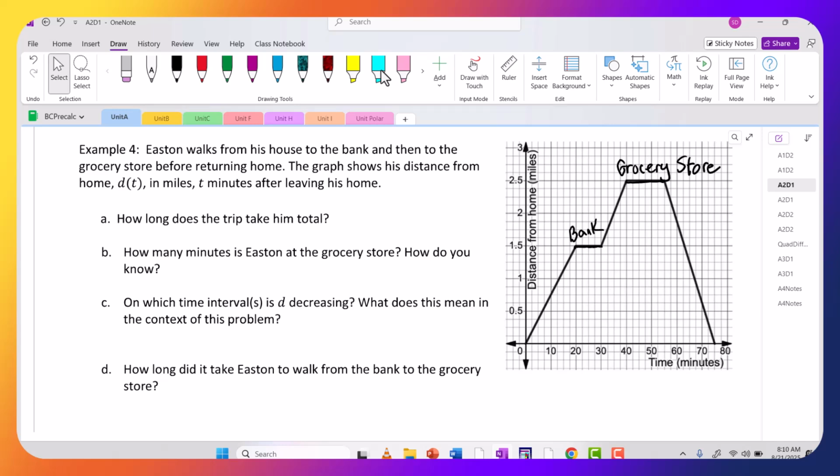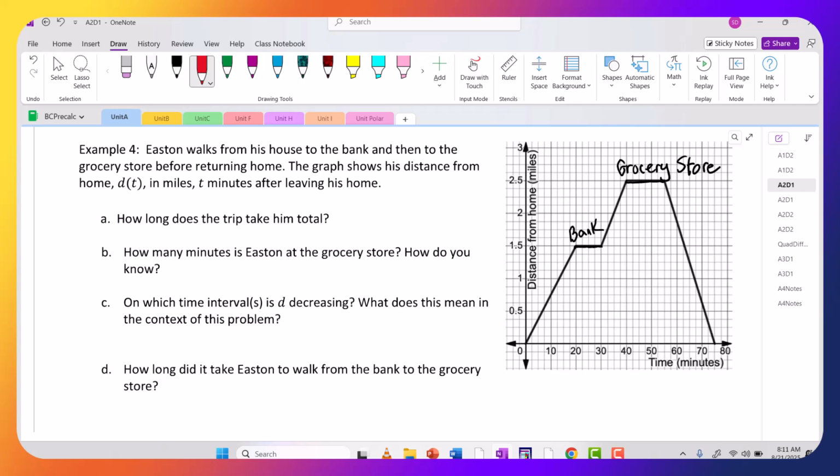Okay, so Easton walks from his house to the bank and then to the grocery store before returning home. Don't you love word problems? Anyway, the graph shows his distance from home, d of t. So his distance from his home depends upon the minutes that you look at it, during his little walk. How long does the trip take total?